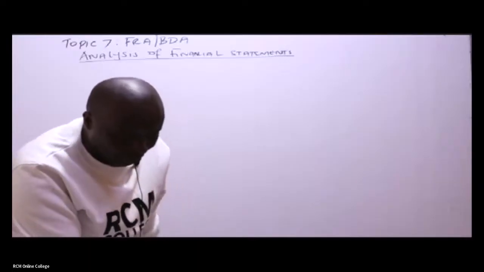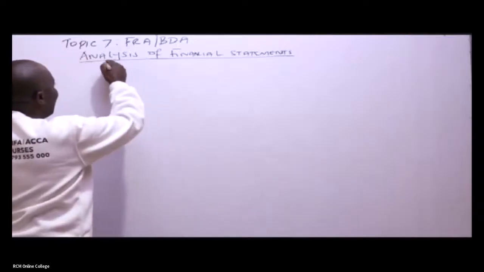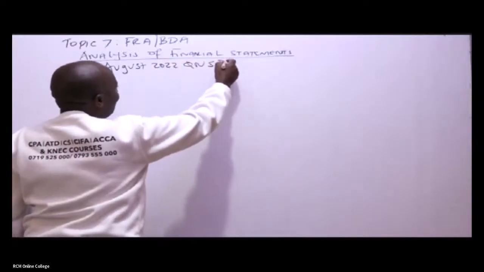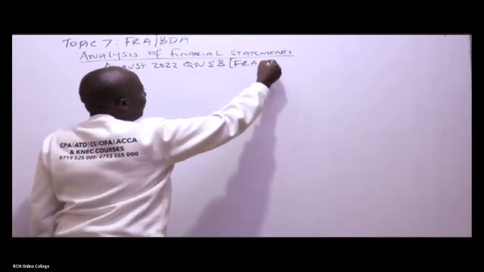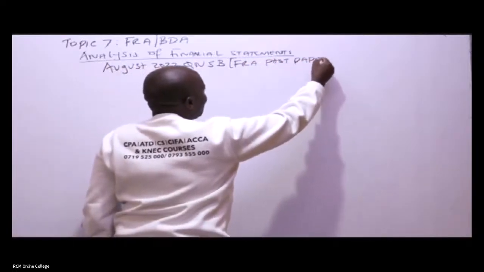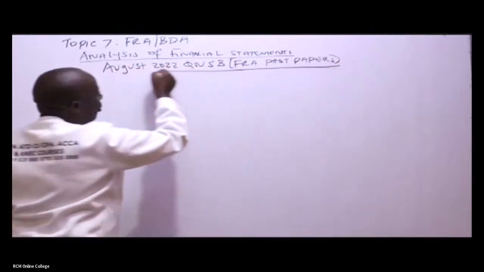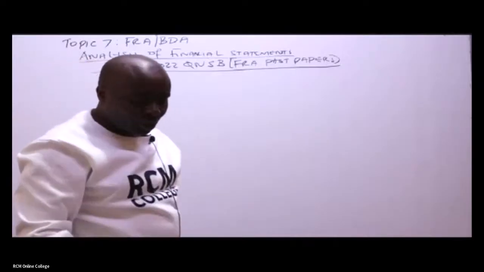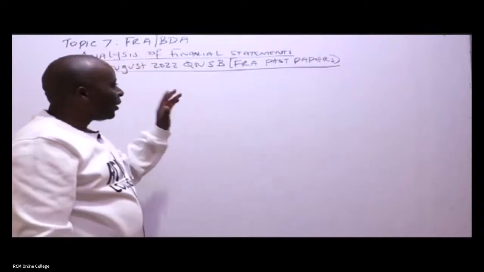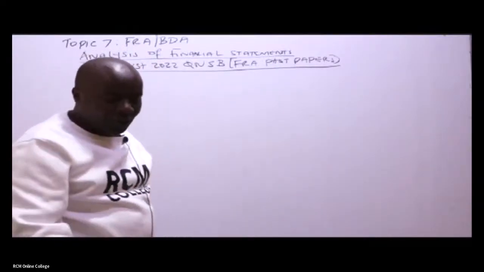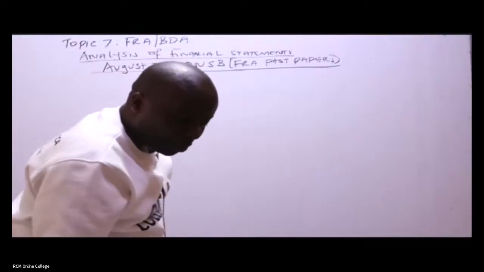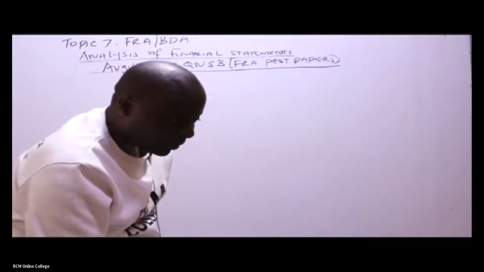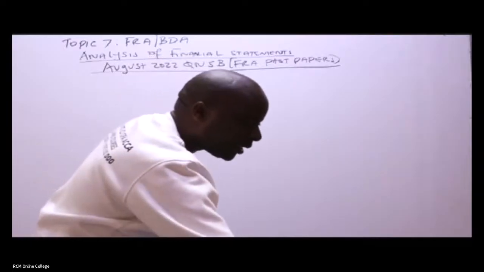Yeah, it is August 2022, question number 5B from the FRA past papers. So as I do my introductions, by the time I'm reading this question, all the students should be having access to this question. August 2022, question number 5B, FRA. Yeah, so then the notes that I'll be using, which I would now want to share here. These are the notes I'll be using, ratio analysis.